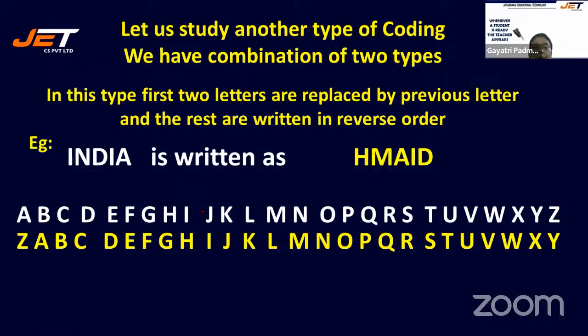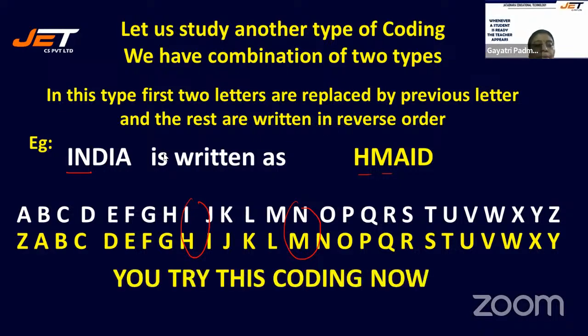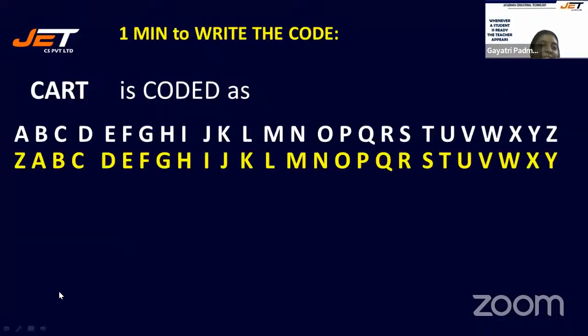For I, it is H. For N, it is M. So HM. In this, the first two letters are replaced by the previous letters and the rest are written in the reverse order. So IN is completed. Now the balance has to be written in the reverse order, which means AID.